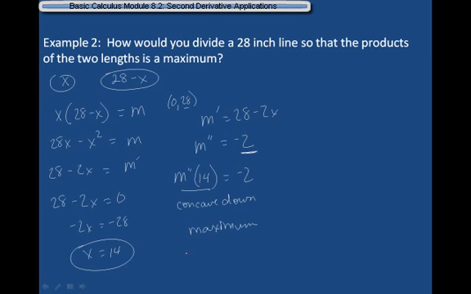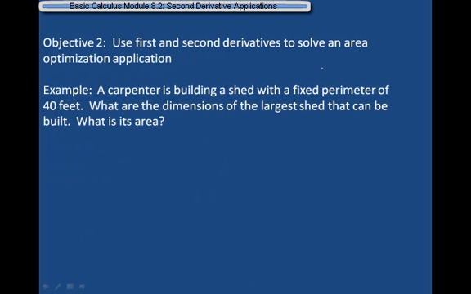And if x is equal to 14, and we plug x equals 14 into the 28 minus x, that would be 28 minus 14, and so y would be equal to 14. And so 14 by 14 would be the lengths of the line that would cause the maximum product.